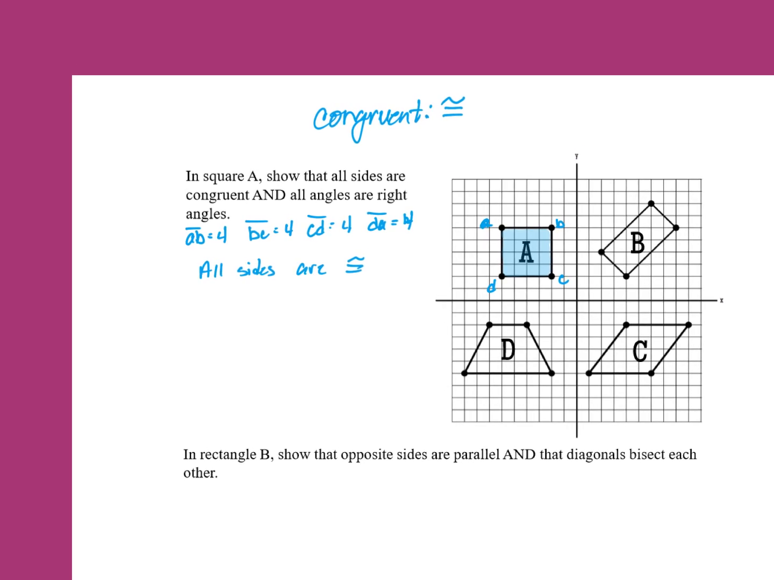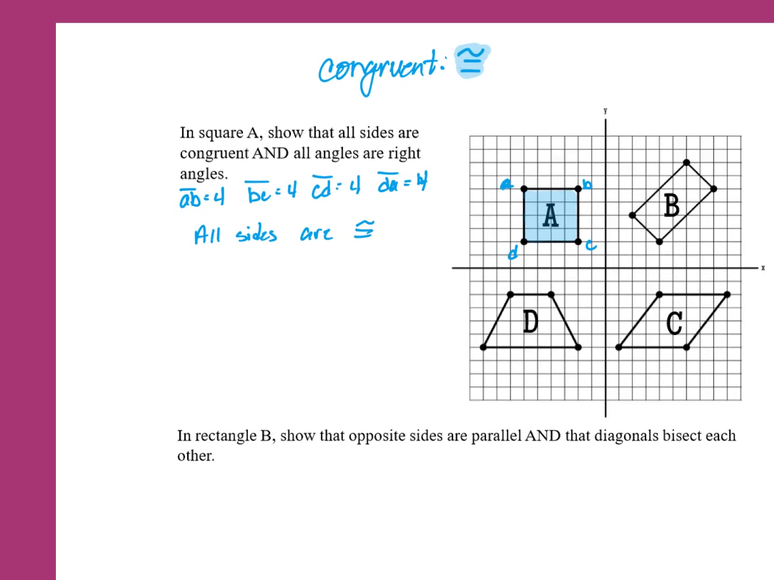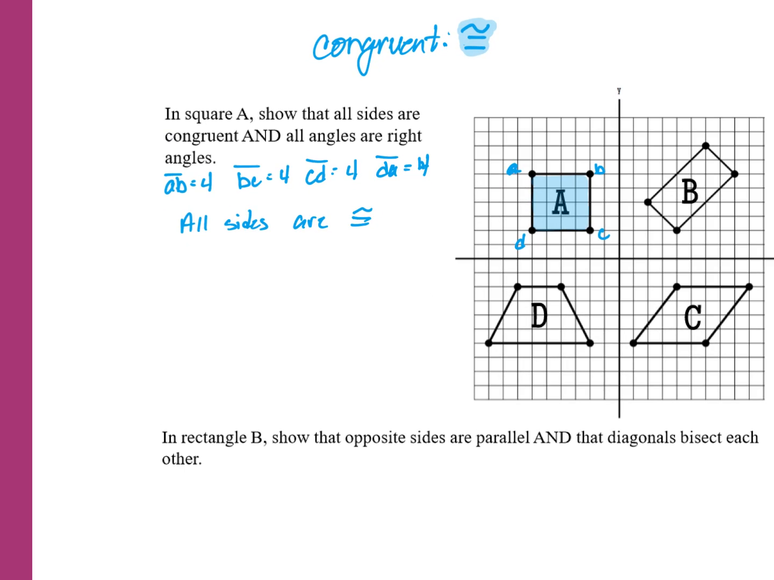If you see this sign right here, oh, I did not mean to erase that. This sign right here, that means congruent, okay? So you know there's little shorthand tricks in math, right? So that means congruent. Then it says, all angles are right angles.